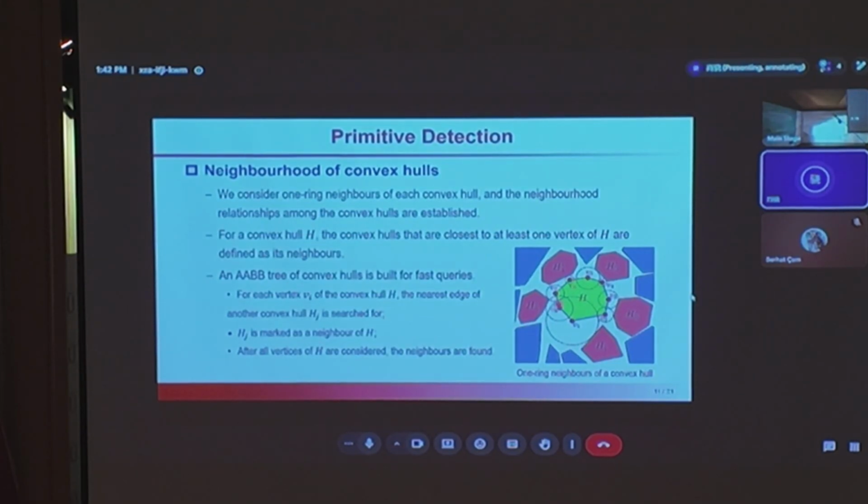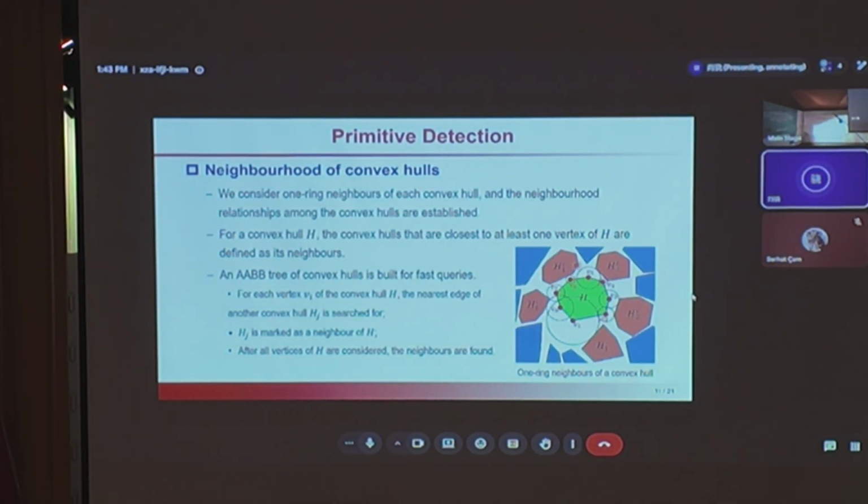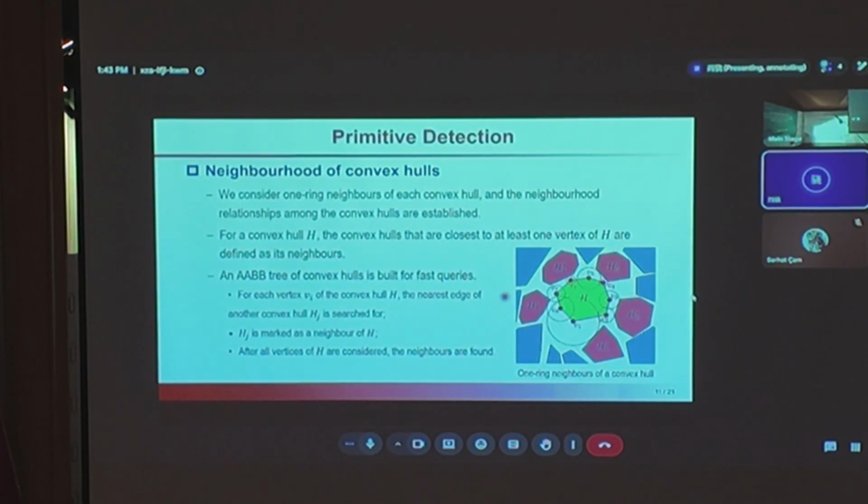To accelerate this process, we build an AABB tree containing all the edges of the hulls. For each vertex of the hull, we find the nearest edge belonging to another convex hull, and this convex hull is marked as a neighbor. After all the vertices of the given convex hull are considered, all the neighbors of this hull will be found.